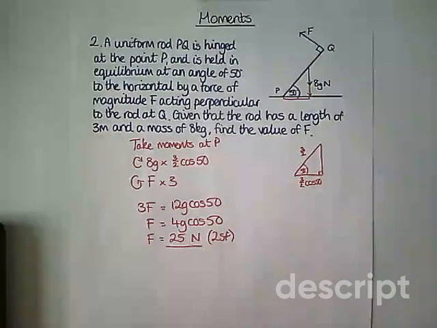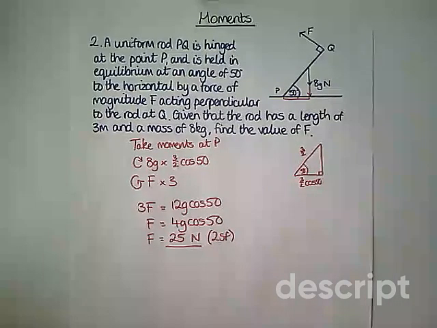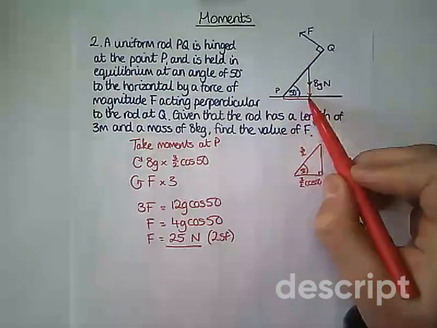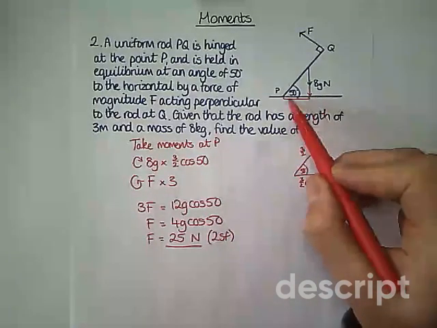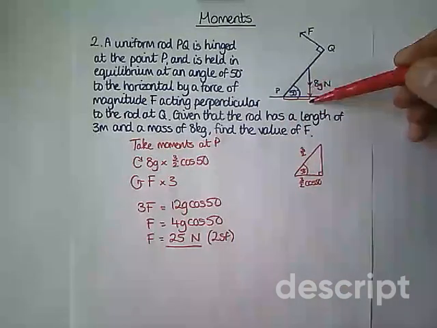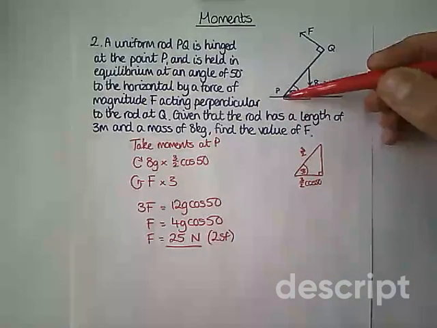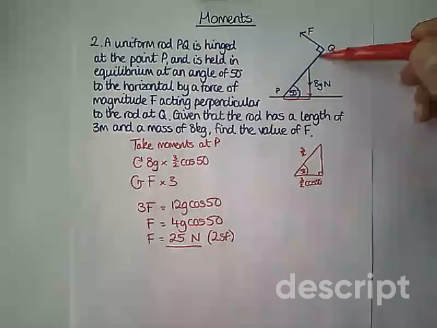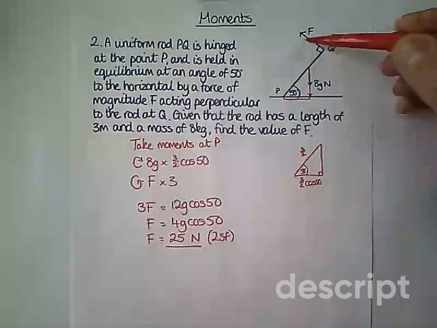So the main things about that question is that moments are force times perpendicular distance. And we used it in 2 different ways. I used some right angle trig to find this length to give me the perpendicular distance of this force from P. And here we actually had a force that's perpendicular to the length of the rod. So you just do F times 3.